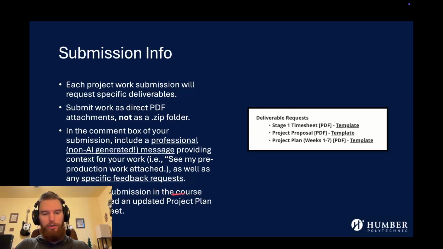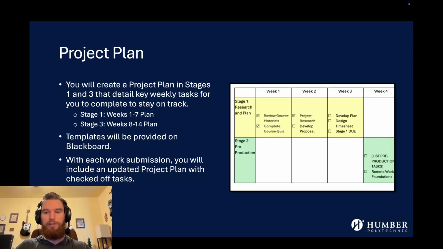Each work submission in the course will request an updated project plan and timesheet. So your project plan is going to look something like the critical path. There's a template for this on Blackboard. But you'll basically be making a weekly checklist of all your tasks. So you will create a project plan in stages 1 and 3 that detail key weekly tasks for you to complete to stay on track.